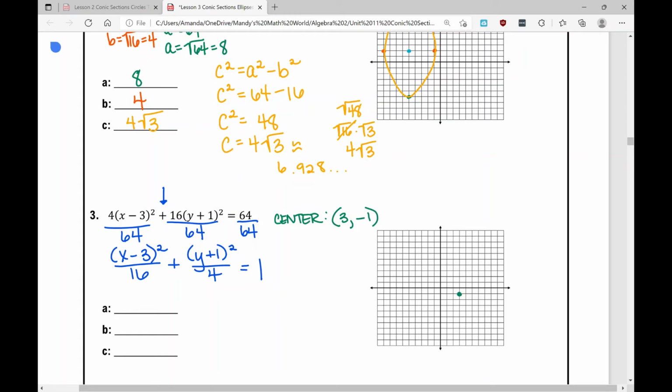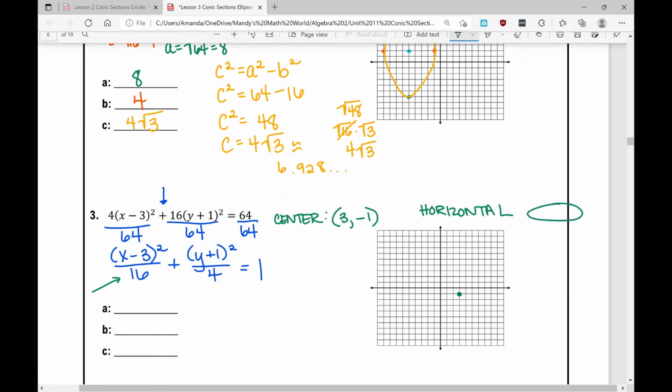And now let's determine, is this going to be graphed vertically or horizontally? Like, what's that long side? What's the major axis? Is it vertical or horizontal? I can see that the larger number, the larger denominator, is under the x, which means this ellipse is horizontal. And I just like to write that down to refer to whenever I'm graphing.